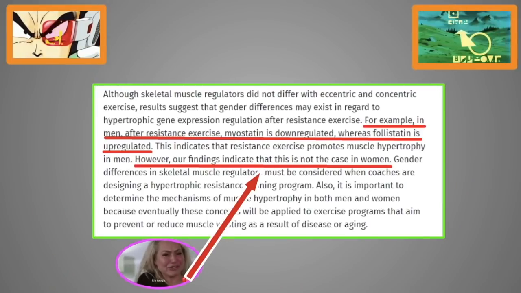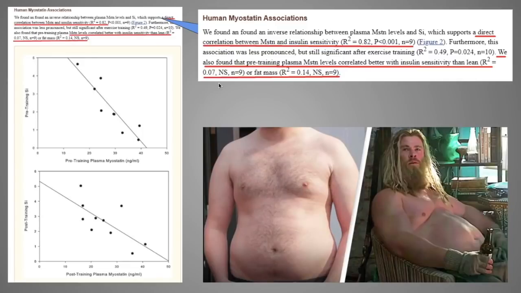One of the main reasons why women cannot get as big as men, even if you inject them with testosterone, is because their myostatin activity is way too high. Myostatin is also responsible for insulin resistance. So if you have a dad bod, you're skinny fat, you have that tire around your belly, well, chances are you have very high levels of myostatin.